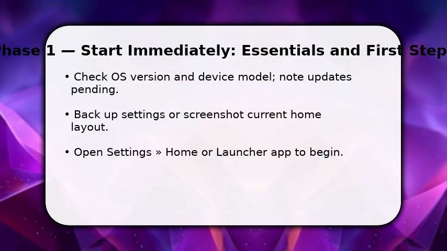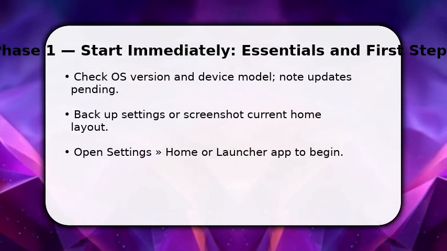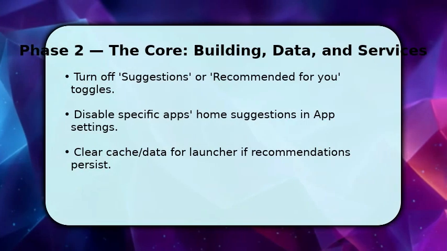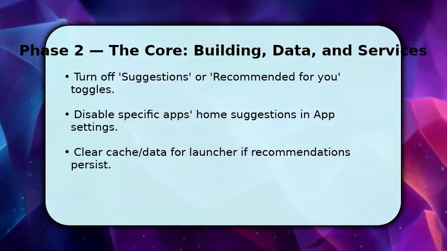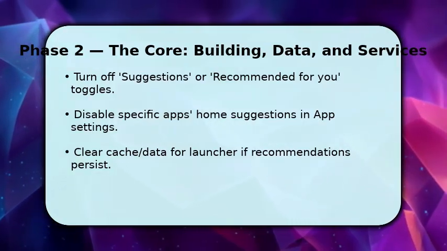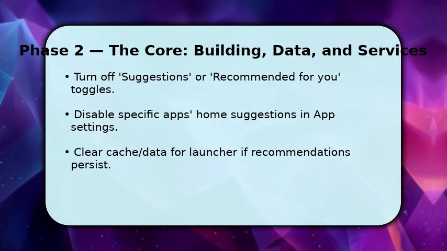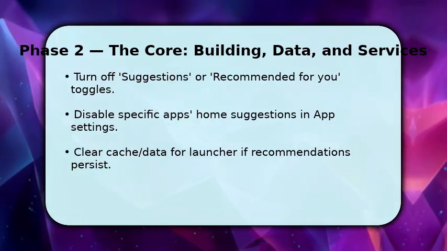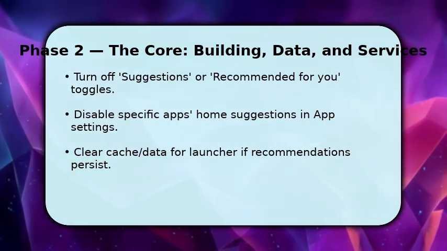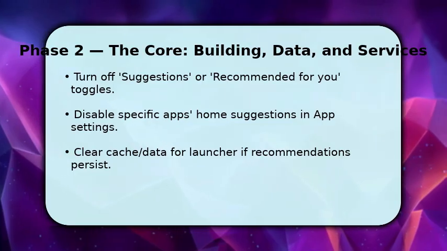Next, focus on stopping the sources. Disable the main suggestions or recommended for you toggle in Home/Launcher settings so the system stops surfacing content. Then inspect individual apps that push suggestions, open app settings, and turn off home suggestions or notifications for each offender.